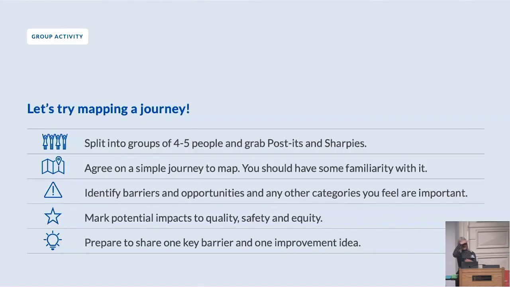Okay. It's a little hard to see you and get how you're feeling from up here. So what we're going to do is split into groups of about 4 to 5 people. I'd encourage you to meet somebody that you don't know. And I have a bunch of Post-it notes and some Sharpies up here. I thought we were going to be in a little bit of a different room, but this will help us be creative and we'll make this work. And what you need to do is agree on a simple journey to map, and I'm going to give you some ideas in a second. And you should have some familiarity with that journey.